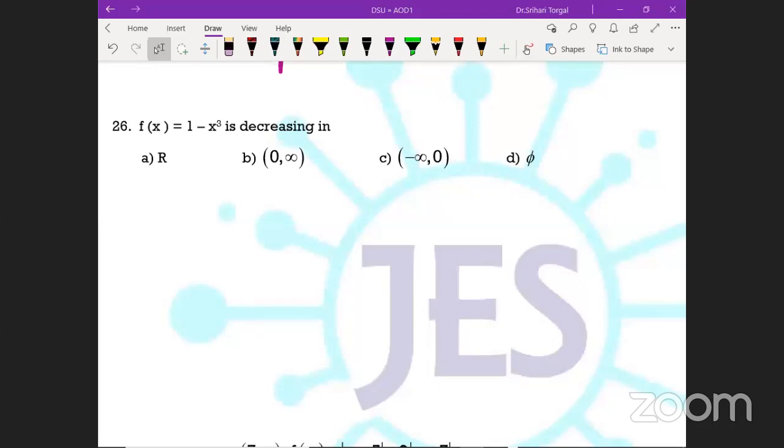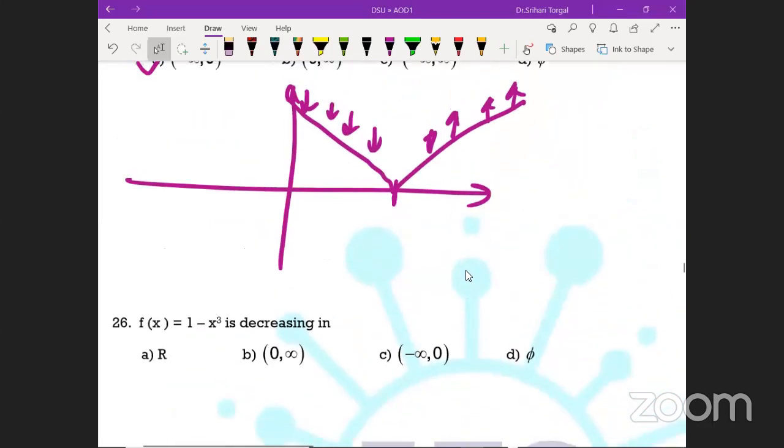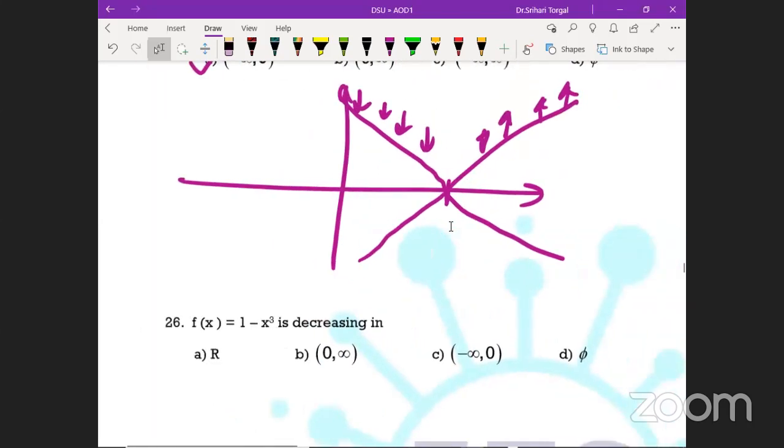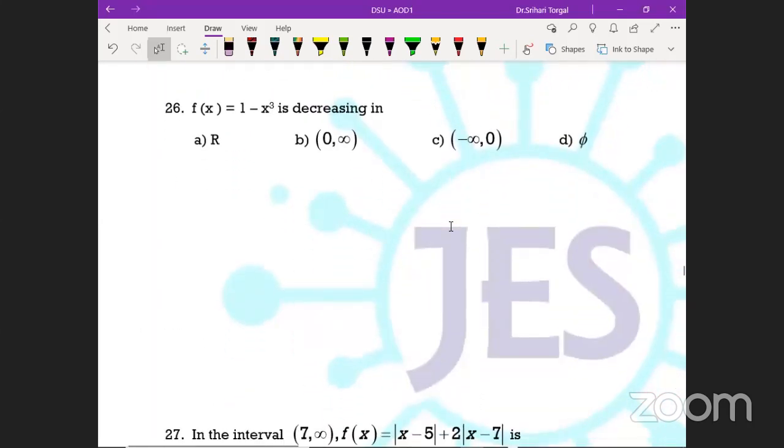Yes, Prajwal. What if I have a negative sign? Then you have to take that modulus like this. Okay. Right.